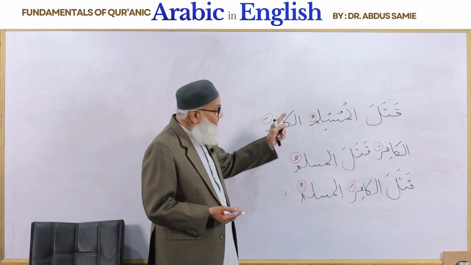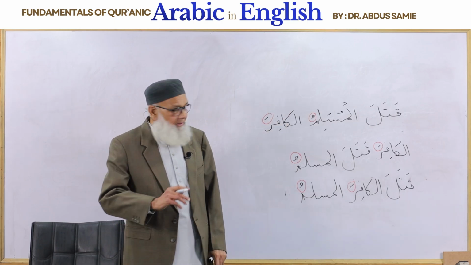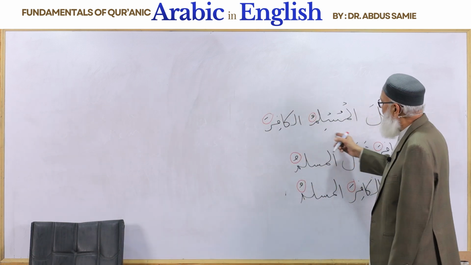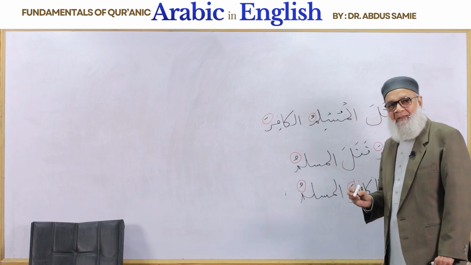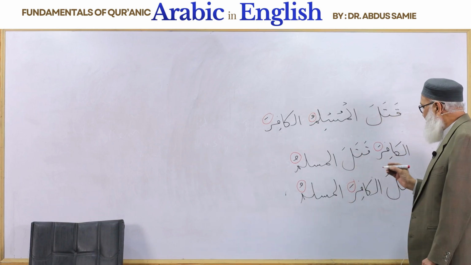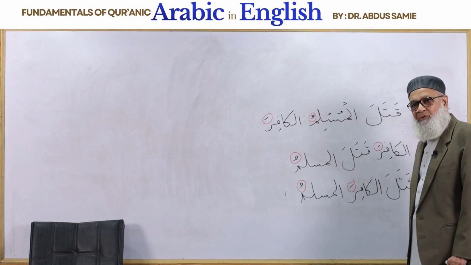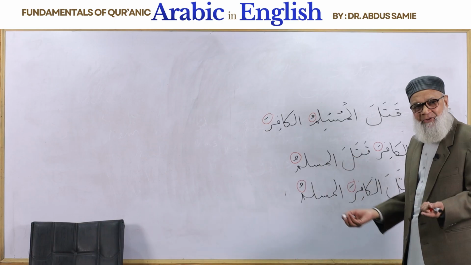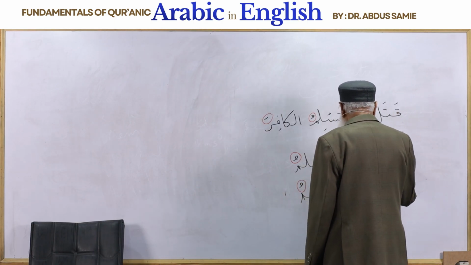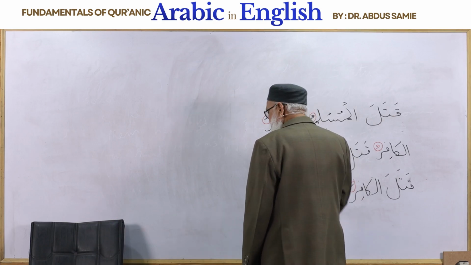But the moment you disturb the i'rab, for example, first you say qatal al muslimul kafira, it means the Muslim killed the kafir. But then you say al kafiru qatal al muslima, then the situation has changed. You are saying that the kafir killed the Muslim. You are talking about the battle of Uhud.